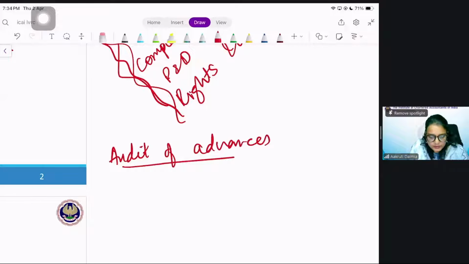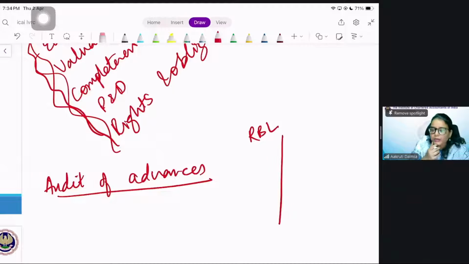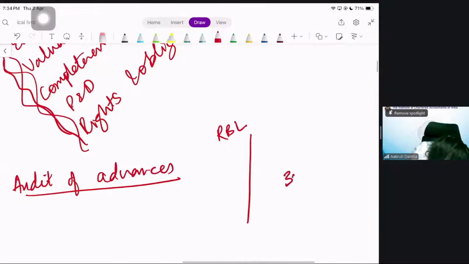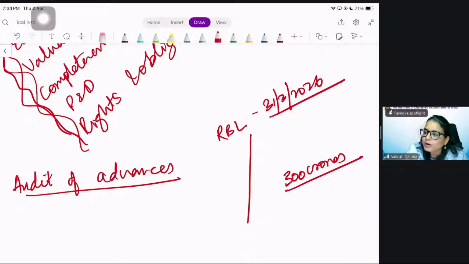Now, think about this. Let's say there's a bank, RBL Bank, and you're seeing the balance sheet, and you are seeing that the advances are the assets. They are being shown as 300 crores. 300 crores advances are showing, and you have to audit them. As on 31st March 2026. Now, what are the assertions you want about this advance?